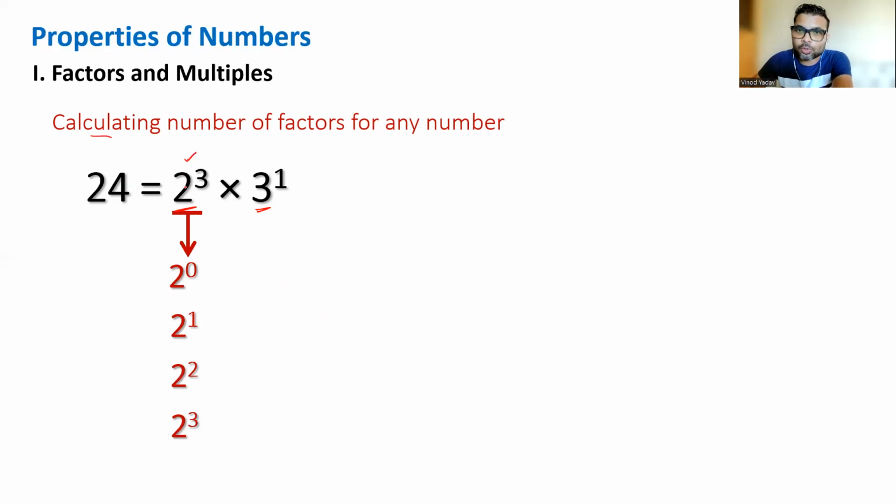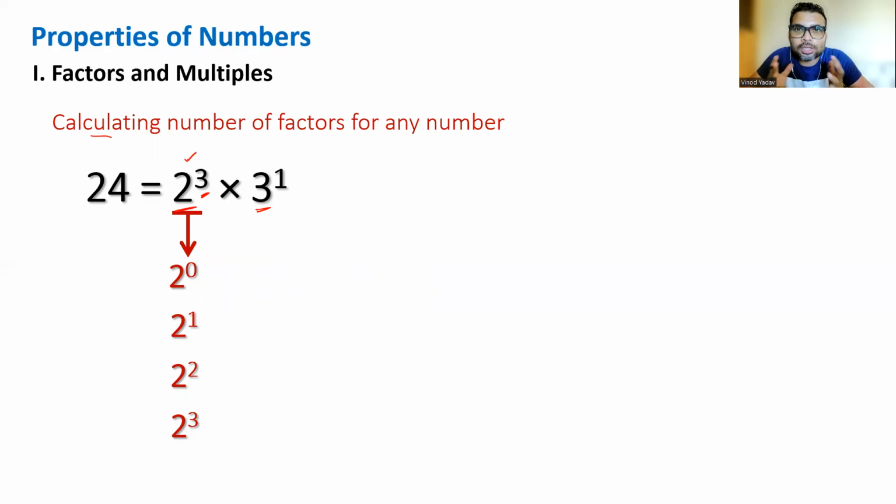When you see 2 cube, you should think of 4 possibilities. Which 4 possibilities? See this: 2 to the power 0, then 2 to the power 1, 2 to the power 2, 2 to the power 3. So you can go up to 3. It's like there are 3 identical objects. In how many ways can you choose the objects?